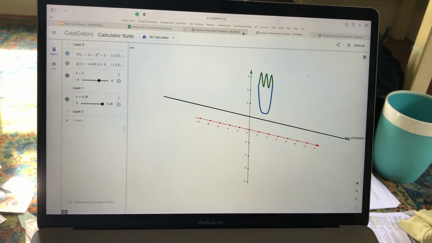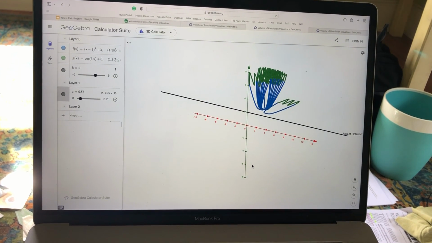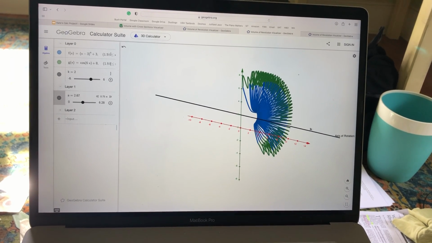And here it is. Okay, rotated around y equals 2.